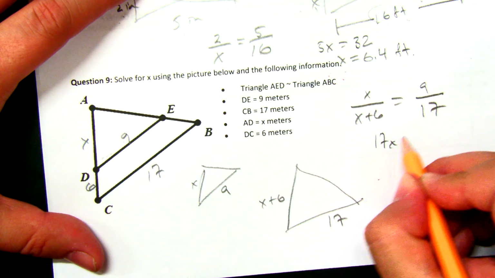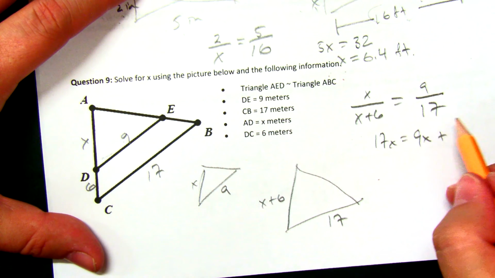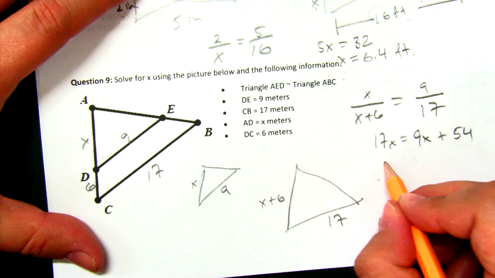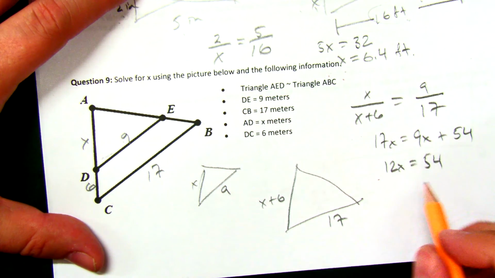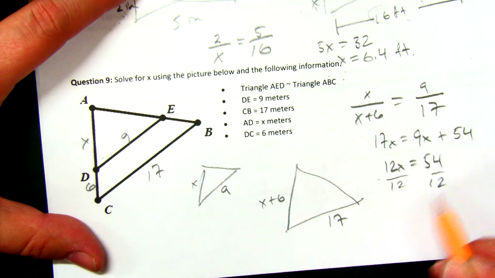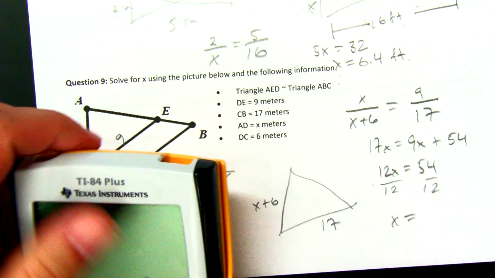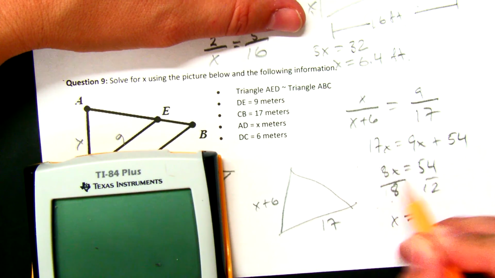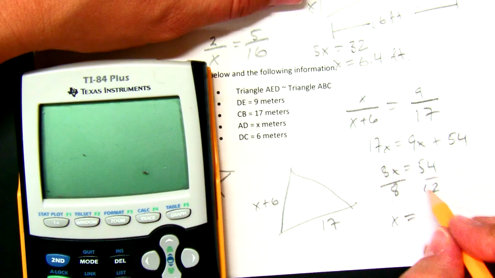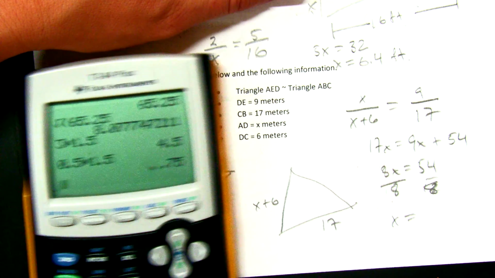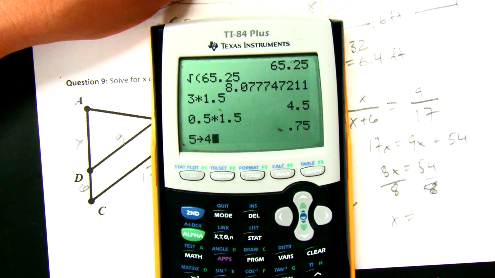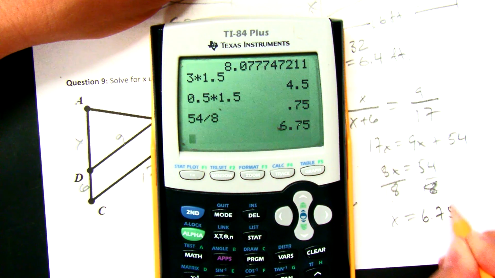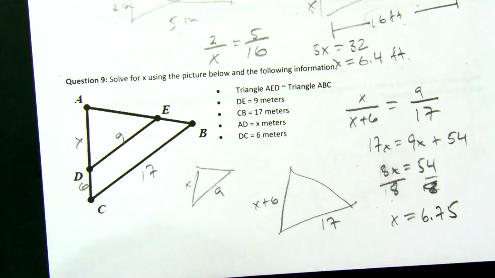So I get 17x equals 9x plus 9 times 6 is 54. Remember, I have to distribute. Subtract 9x from both sides, I get 12x equals 54. And I divide both sides by 12. x equals 54 over... I'm sorry, that's not 12. 17 minus 9, that's 8. So, anyway, divide by 8 over here, 54 divided by 8 is 6.75. Done.